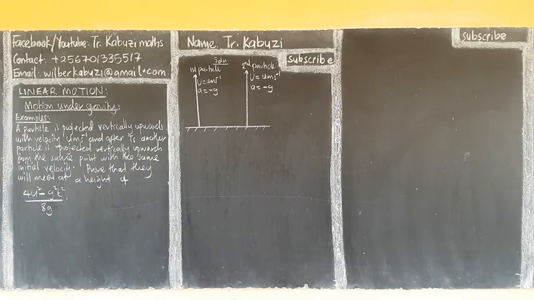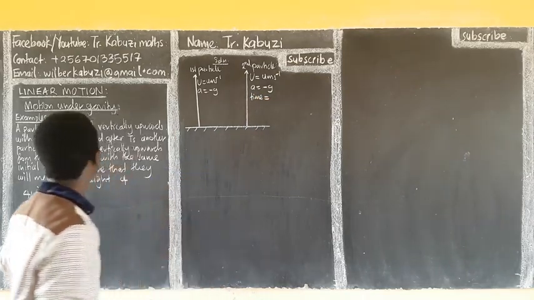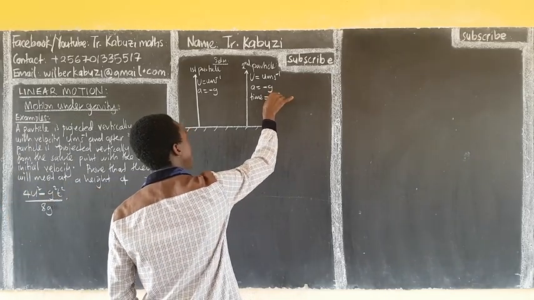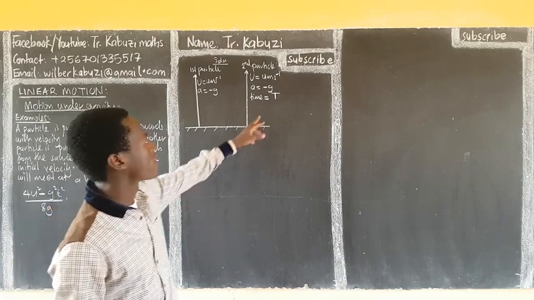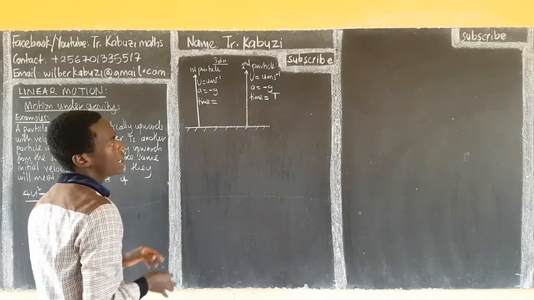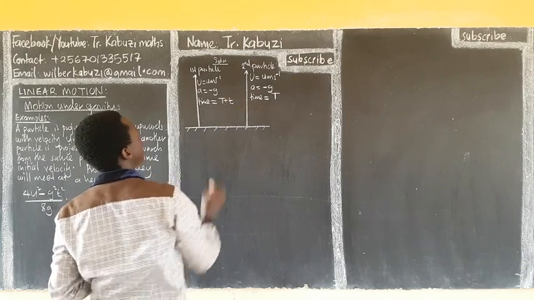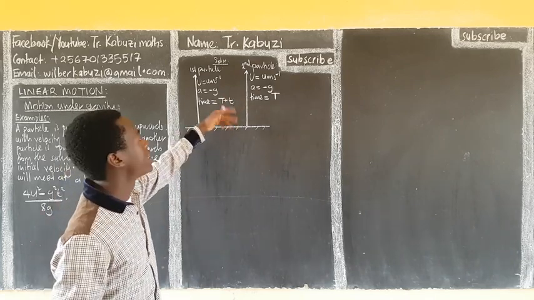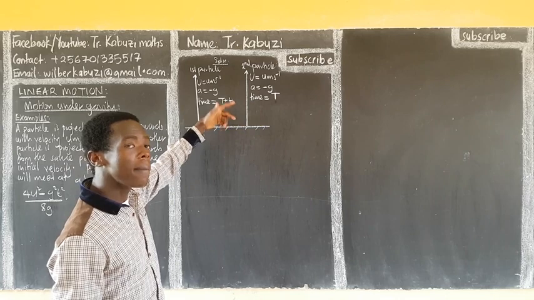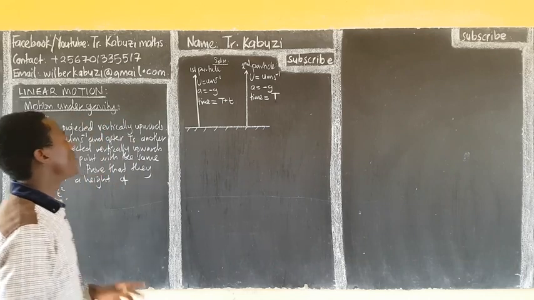After that, they now need the time. They are telling us that the second particle starts after T seconds, so I am going to call its time t, because it starts at T seconds. Now, what about the time for the one that went first? It is going to be t plus T, because this one went earlier, so we add a certain time T, which we don't know.